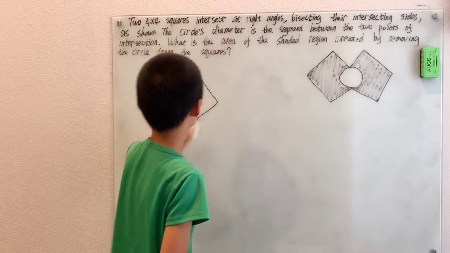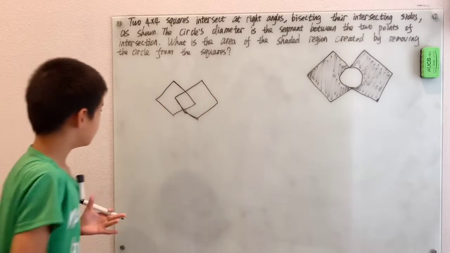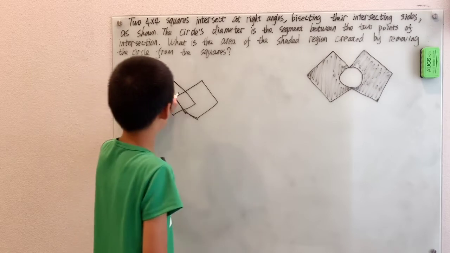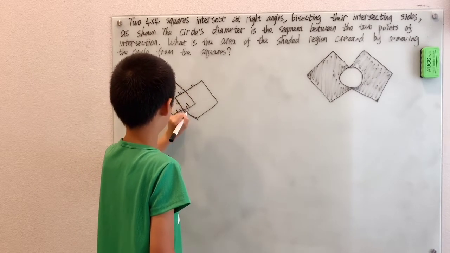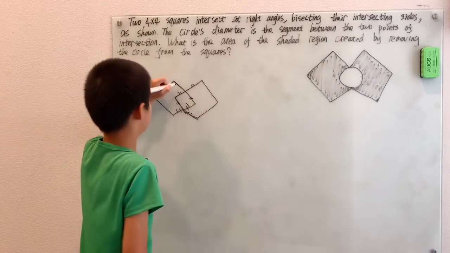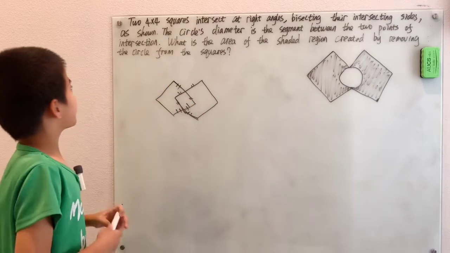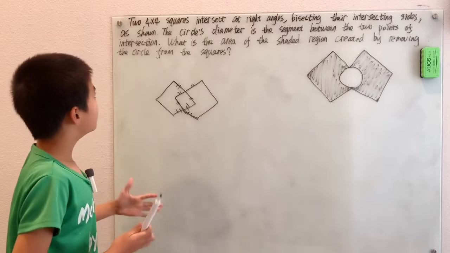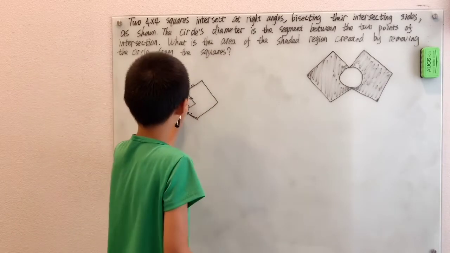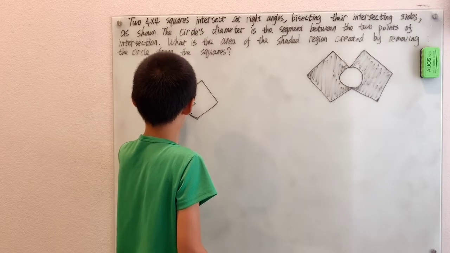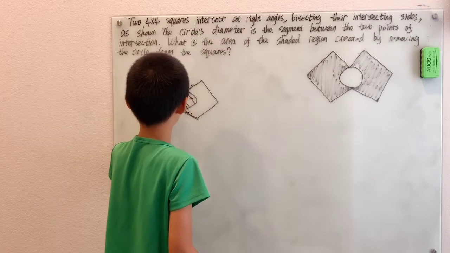So our two 4x4 squares are going to look something like that. And because they're bisecting sides, that means these two are equal, and so are all of these other side lengths. So then I'm going to insert a circle into that, and I'm just going to have it go around the whole thing.